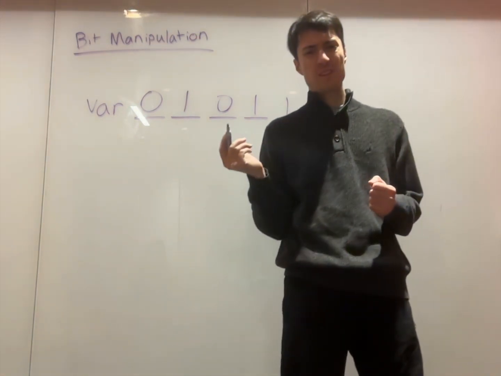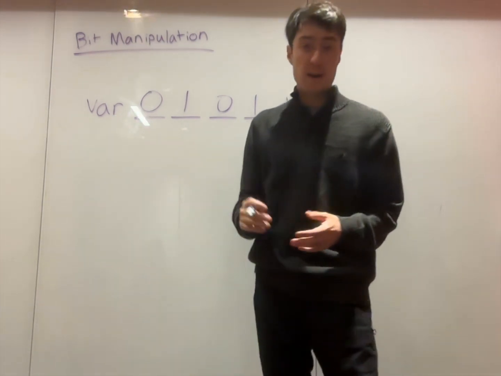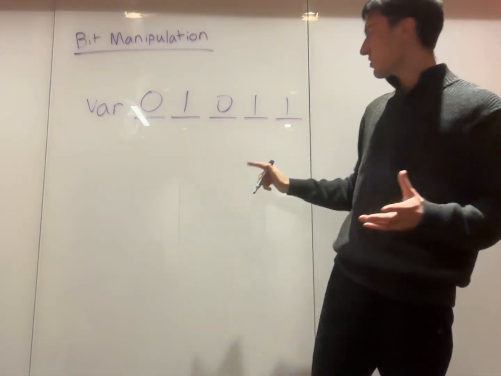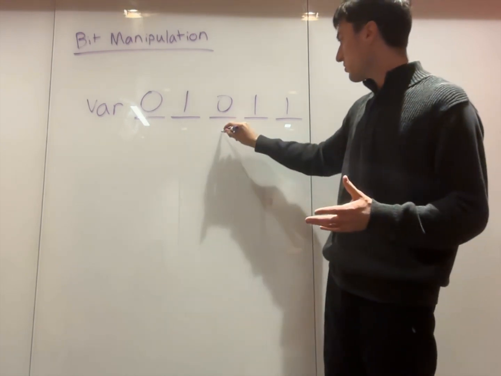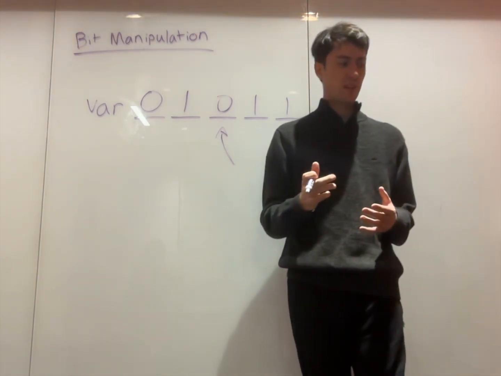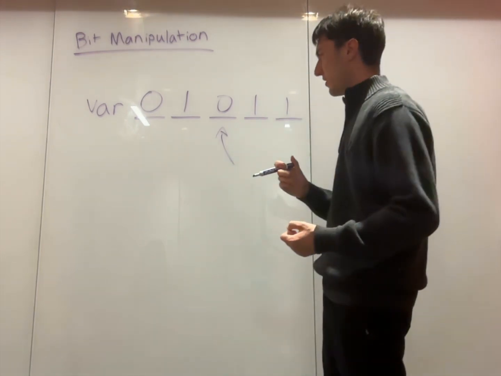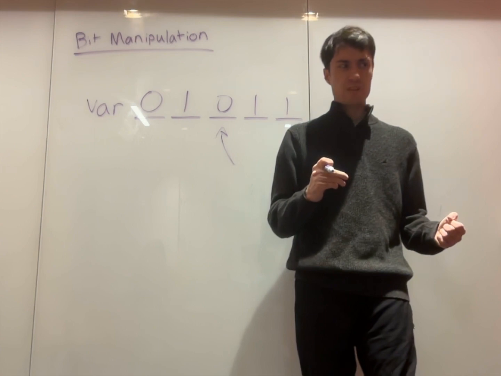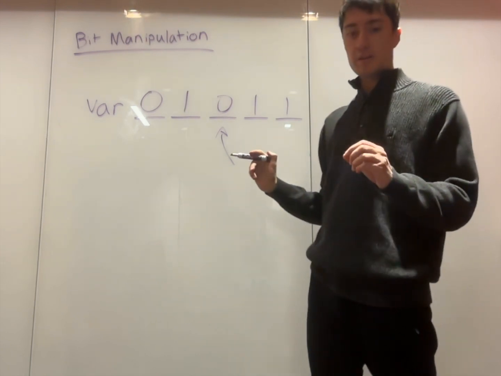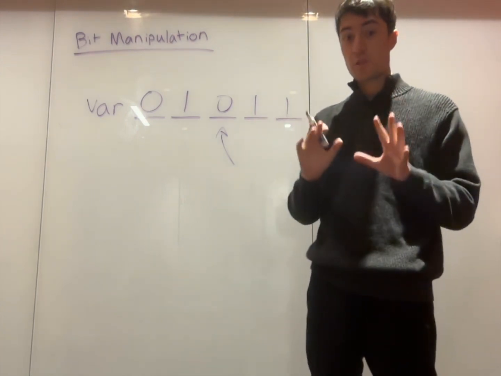But the question is, I have this variable called var, and it doesn't matter what the type is, but how do I actually access, let's say, this place right here? How do I actually get that? I can't just say var and then index it like an array. I can't really do much with operations. Well, what you want to remember is your logical and, logical or, and your shift operators. These are the three main things.